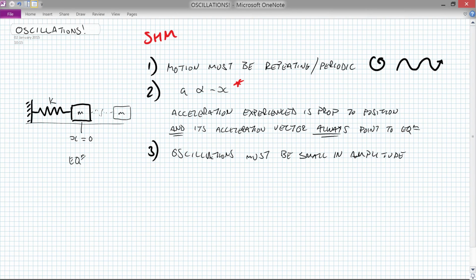Okay, so something we might be interested in, if we consider our block, is the equation of motion for this bad boy. And it's really simple to do, actually, really easy.